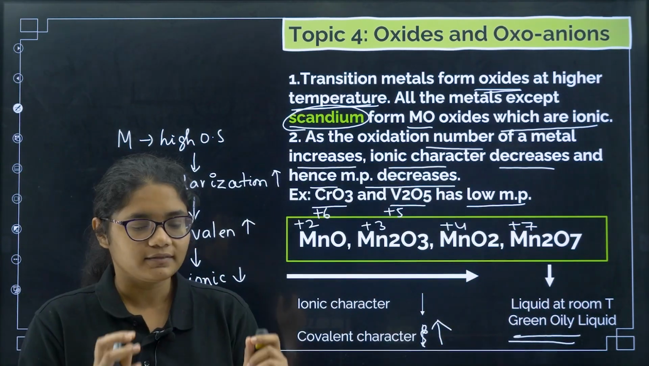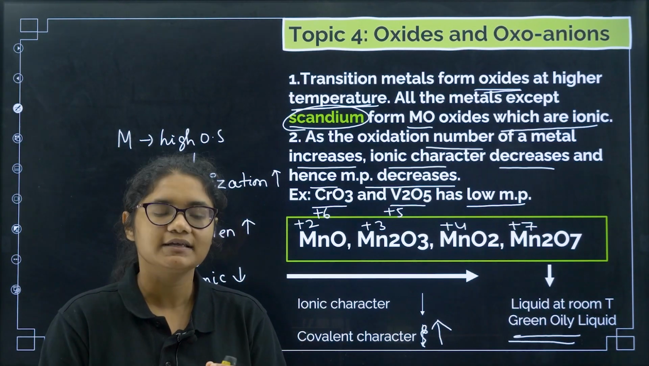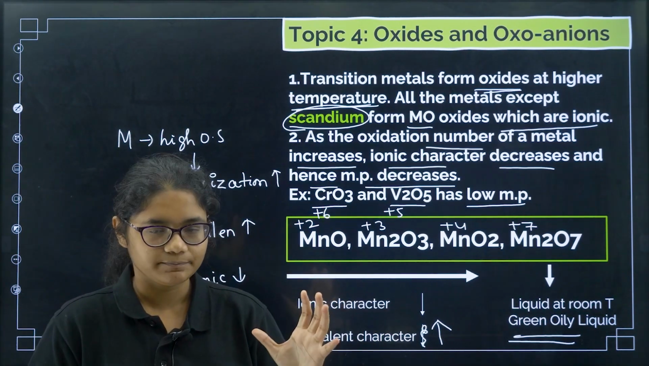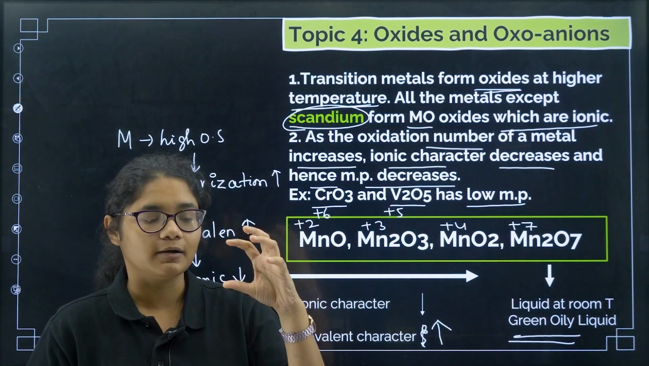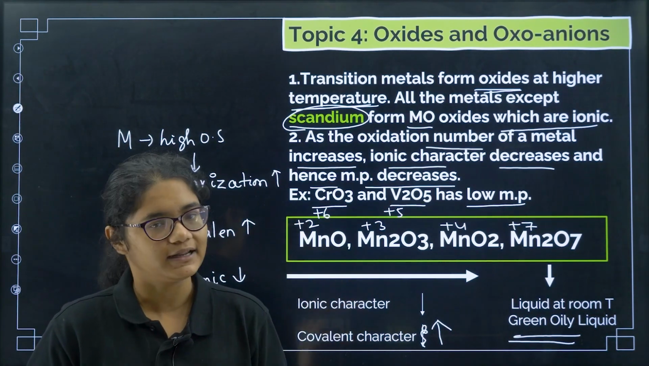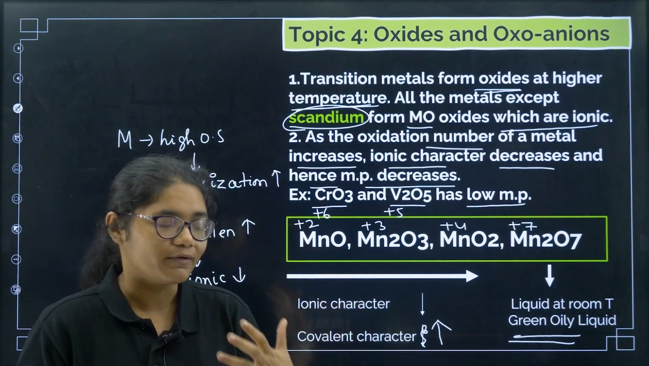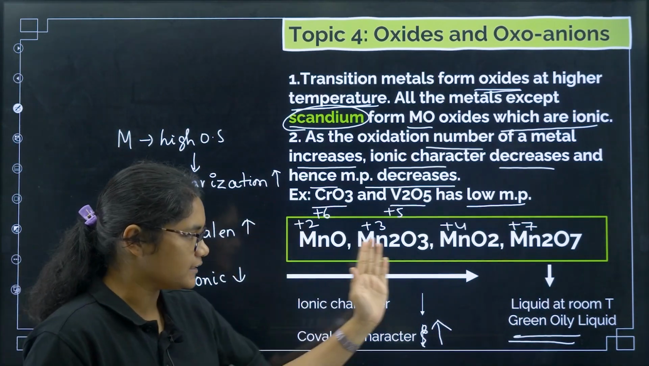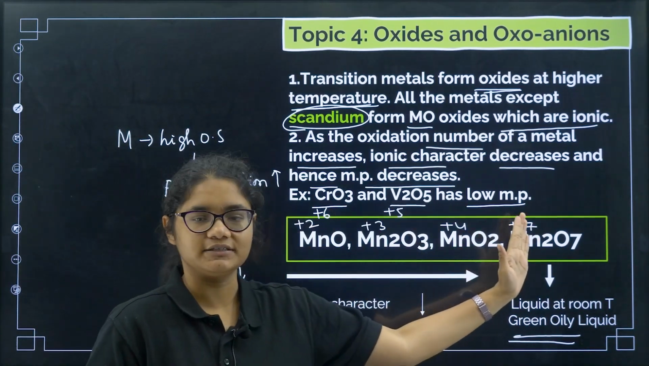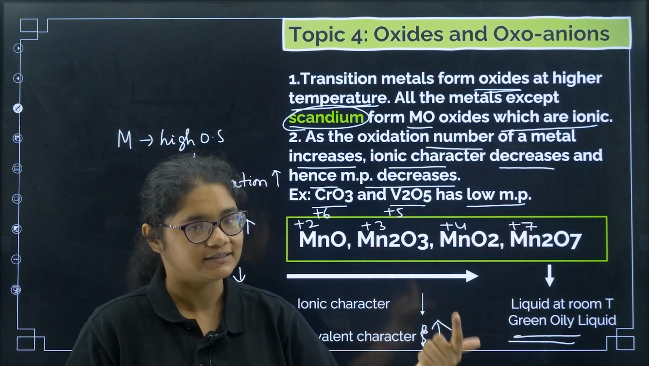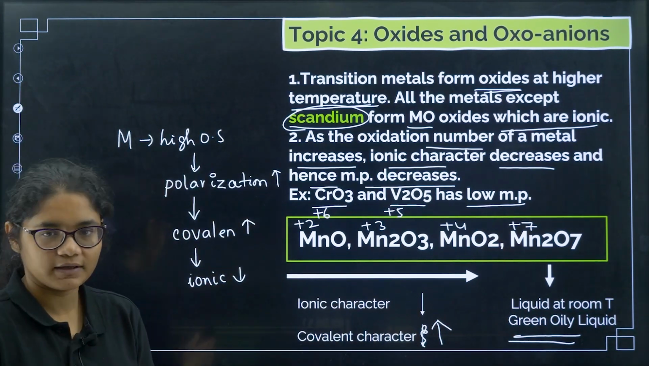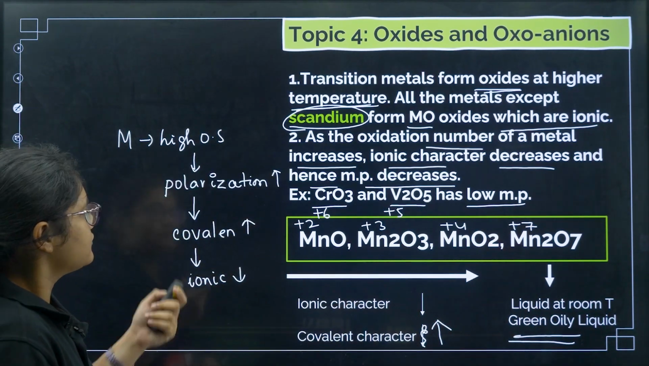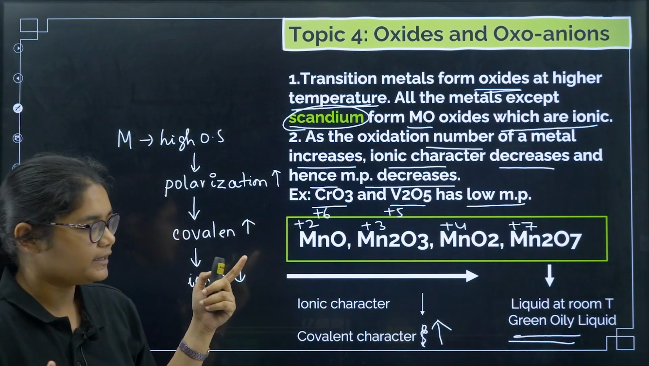Clear? So the takeaway that you should remember is, when a metal forms oxides in a higher oxidation state, the oxide is more covalent in nature. You can see the example here: as the oxidation state is increasing, covalent nature is increasing. That is due to the increase in the polarization. Clear? Okay. Now, these 2 points, I think, are very, very clear.